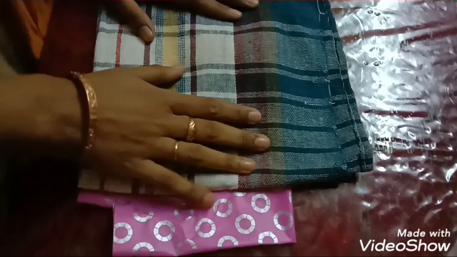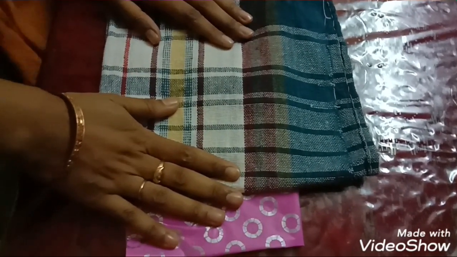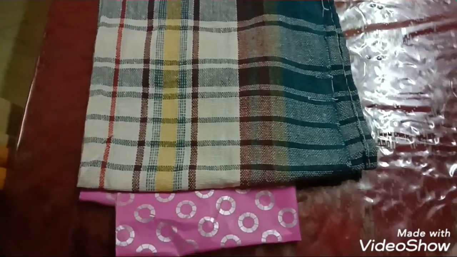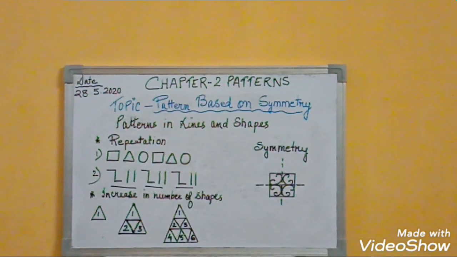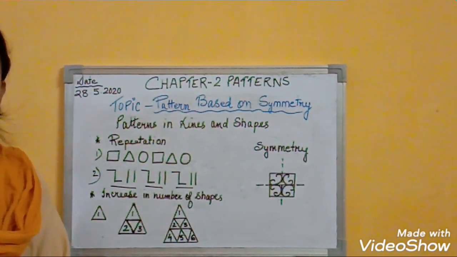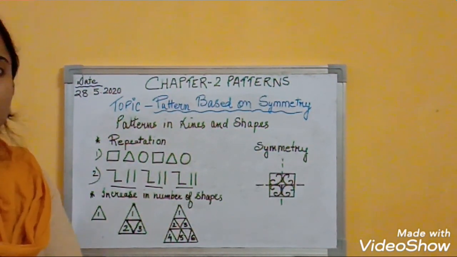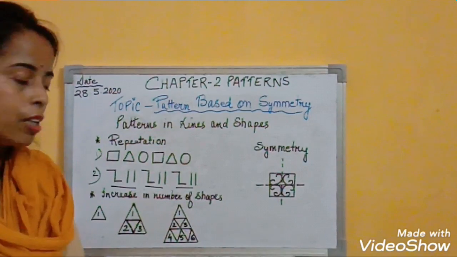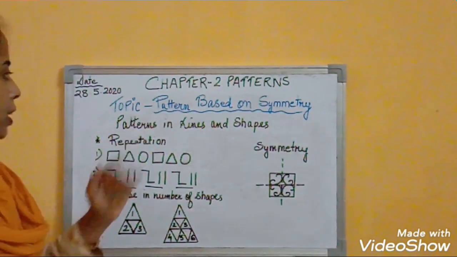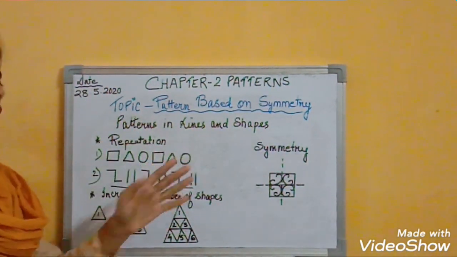Alright. So now let's see patterns in lines and shapes. We can learn that pattern is nothing but a repetition of different shapes in a particular manner. Now, here you can see patterns in lines and shapes.